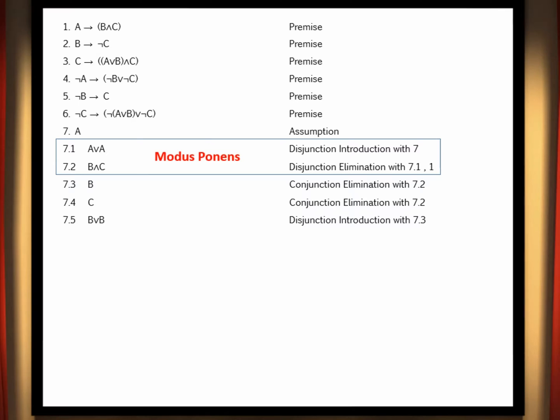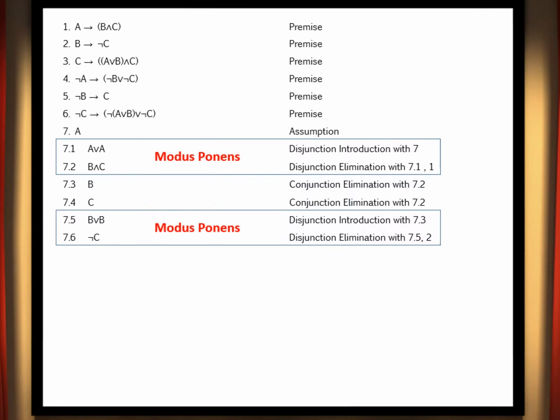7.5, B or B by disjunction introduction with 7.3. 7.6, not C by disjunction elimination with 7.5 and the second premise. 7.7, C and not C by conjunction introduction with 7.4 and 7.6. 8. A implies C and not C by implication introduction with 7 and 7.7.